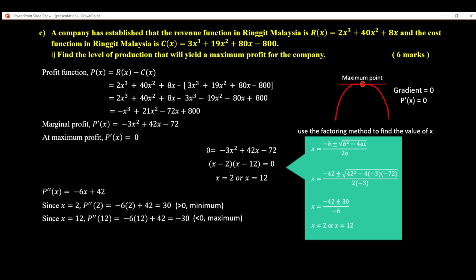And then we substitute 12 into the second derivative. The second derivative is equal to negative 6 times 12 plus 42, which is equal to negative 30, which is smaller than 0. So this is the maximum point. Therefore, we can conclude that the level of production that will yield a maximum profit for the company is 12.